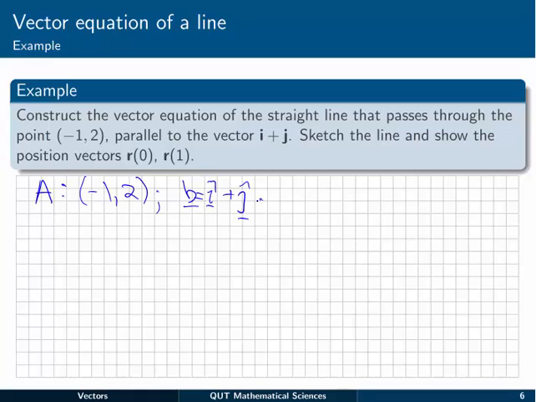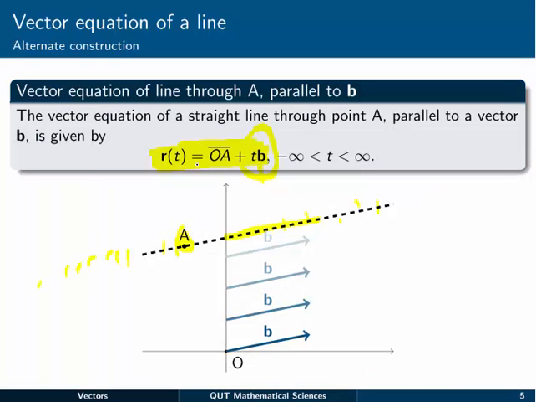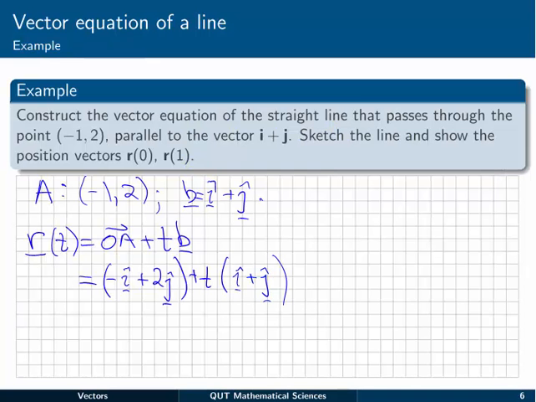In this example, we're given everything we need, so we can just go back to the formula, r of t is OA plus tb, and substitute in what we need, O to A being minus i plus 2j, and the b vector being i plus j, remembering that t is between minus infinity and infinity. This generates all of the points on the line that we need.